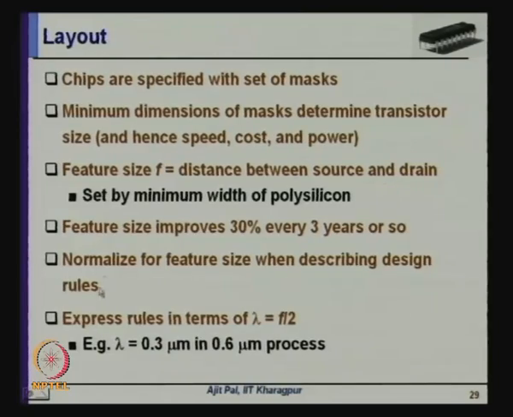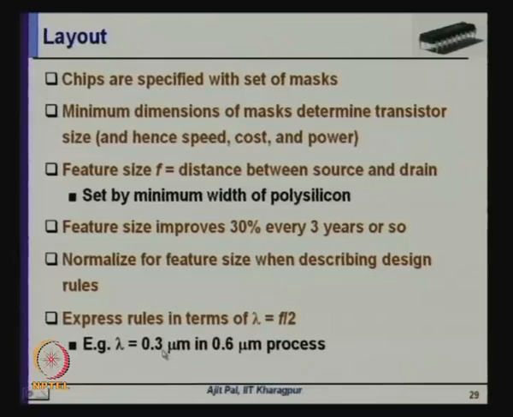Whenever you are making the pattern, that means the layout, you have to follow some design rules. These design rules are specified in terms of a parameter known as lambda, and all these rules are expressed in terms of lambda. Lambda is nothing but the feature size divided by 2. That means, whenever it is a 0.6 micron process, lambda is equal to 0.3 micron.